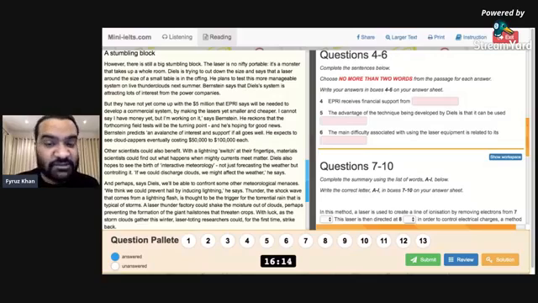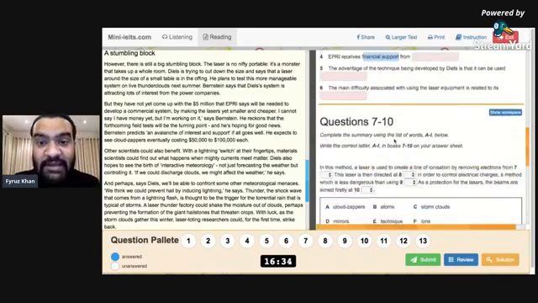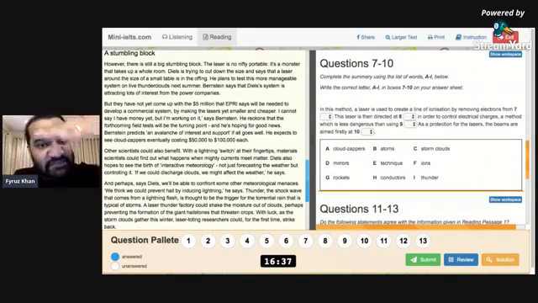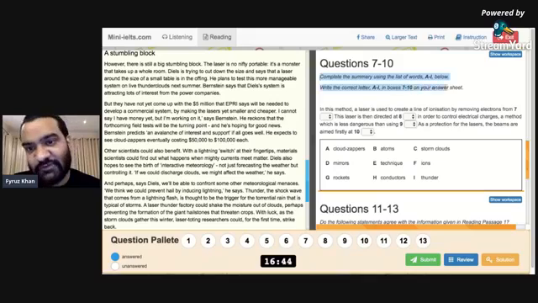So the tip for this is: read the instructions, read the word limit, pick up keywords, EPRI, financial support. You have to find where they got financial support from and find it here. Same with question 5 and question 6. Then summary completion is where you will have a summary, and inside the summary you will have fill in the blanks, right? Again, read the instruction first: complete the summary using the list of words A to I.